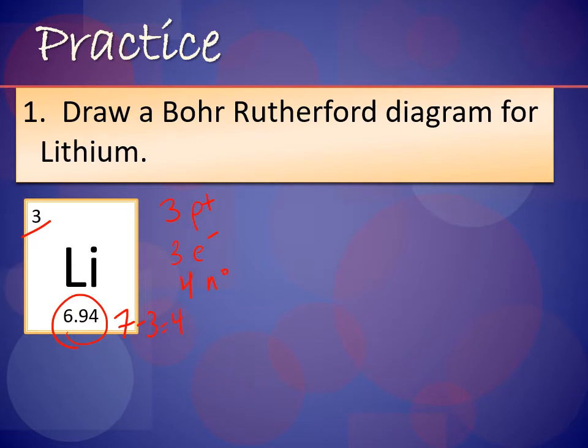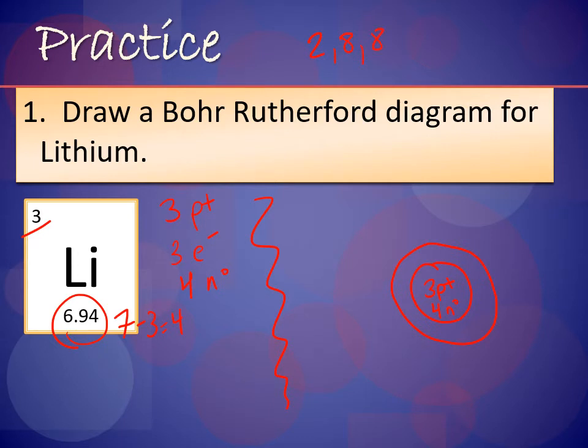Okay, so now that I have this information, I can start drawing my Bohr Rutherford diagram. Step 1, draw yourself a nucleus, so a small circle. Inside the nucleus, you're going to write the number of protons, so 3 P plus, and the number of neutrons, 4 N 0. Then you're going to start drawing your electron shells. First shell can hold a maximum of 2, everything else after that is 8, okay?